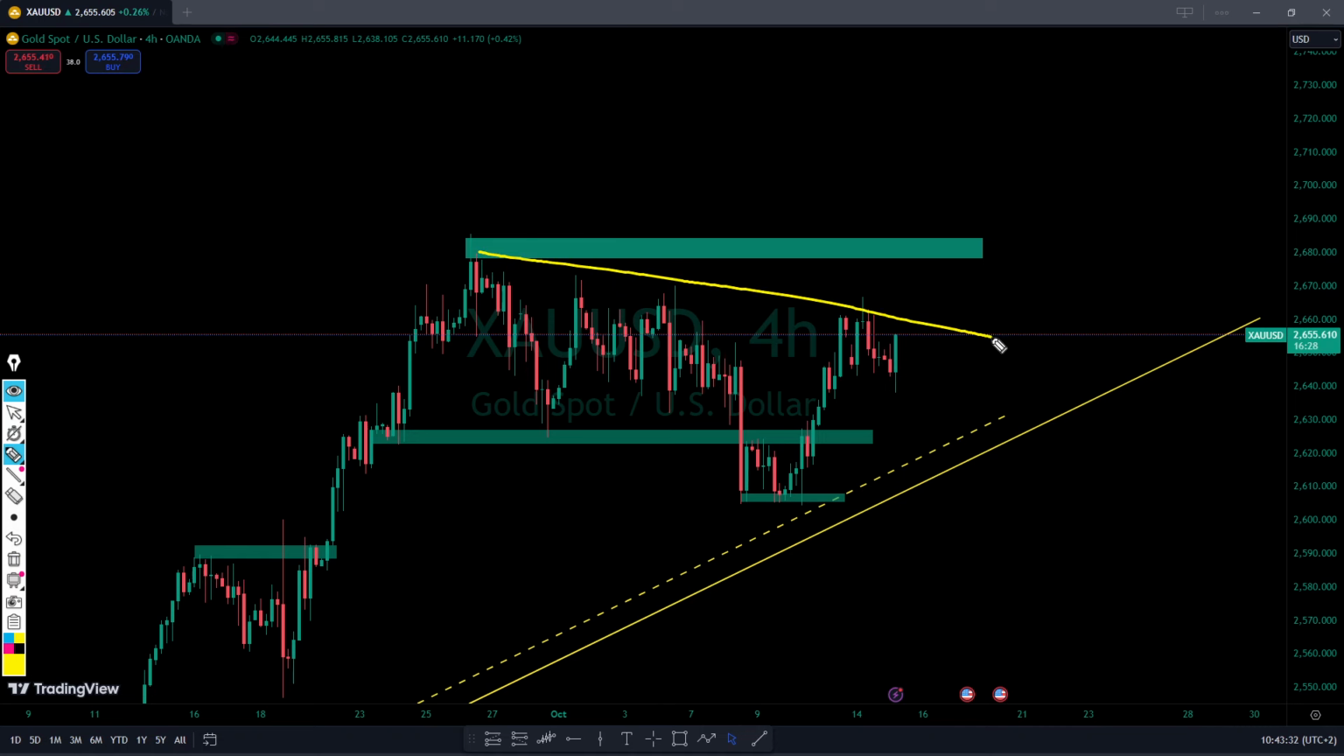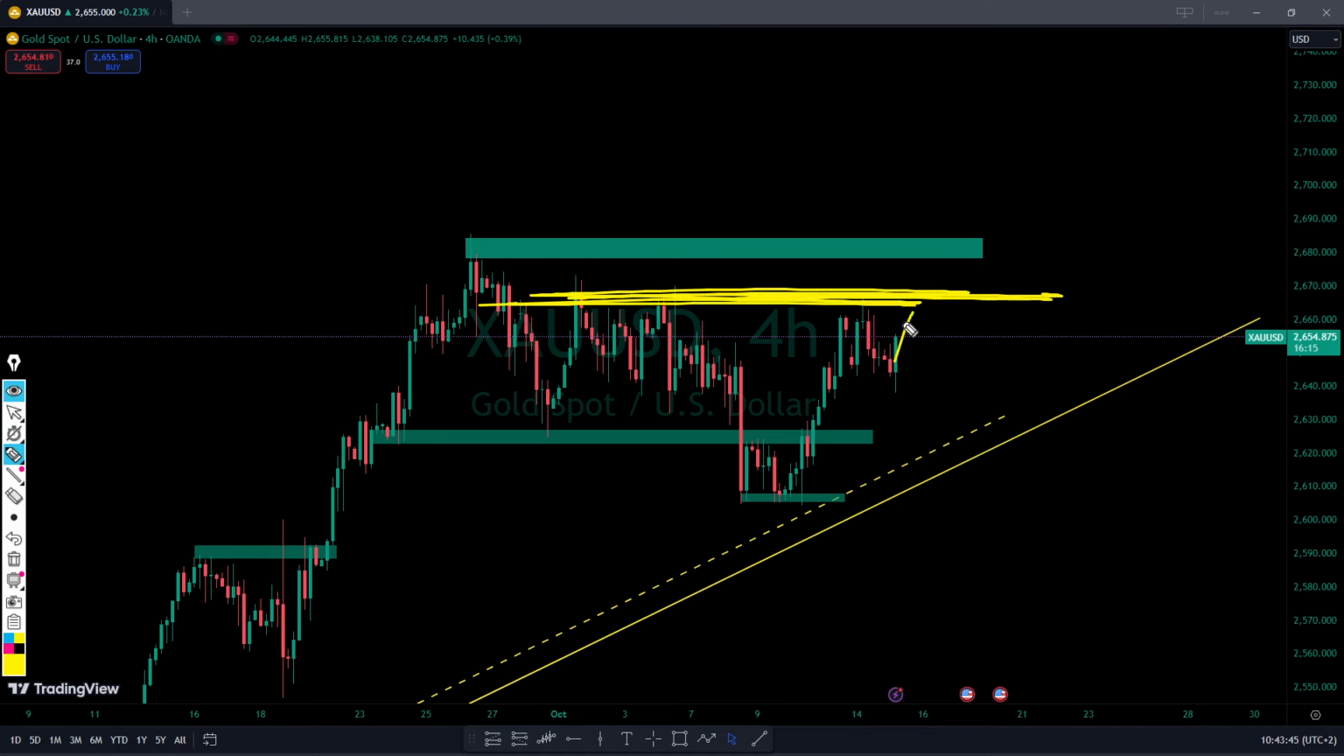Some might be a diagonal like that, but even if you use a horizontal structure, it still makes sense. So you can just choose the one that works for you. I chose this horizontal structure. So you can see that the market is quite close.